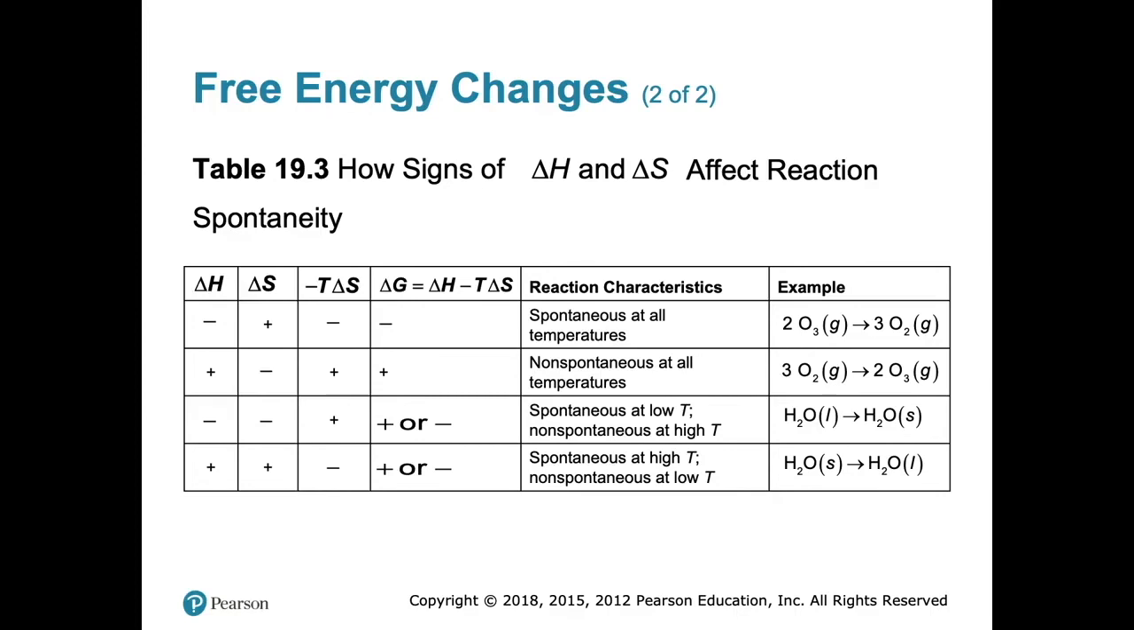So if delta H is positive and delta S is negative, then negative T delta S is positive. That will make the overall delta G positive, and that's going to be a non-spontaneous reaction at all temperatures. And so that would mean that oxygen doesn't spontaneously become ozone, which makes sense because we have oxygen in our atmosphere right now.